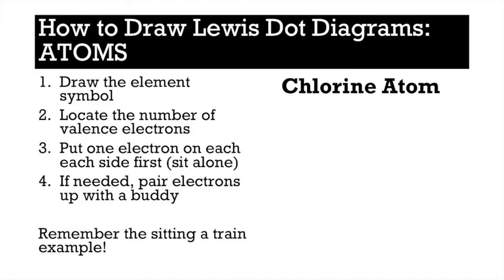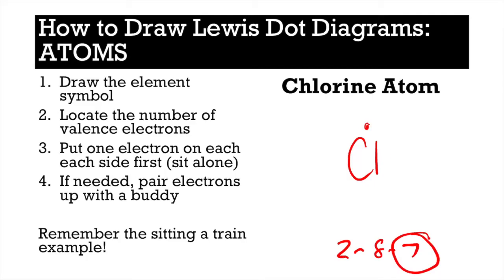Let's finish it up with one more atom, chlorine. Chlorine is Cl, and has the electron configuration 2-8-7. So how many valence electrons does chlorine have? You should say 7. And so then you go 1, 2, 3, 4 by themselves first, and then pair up with a buddy to have 7. If you're not doing it by this method, it becomes more difficult, and it opens the door to getting questions wrong when we use these to build compounds.